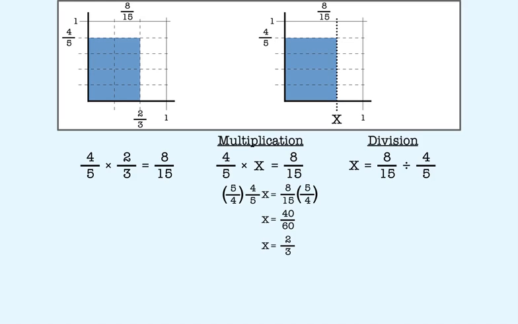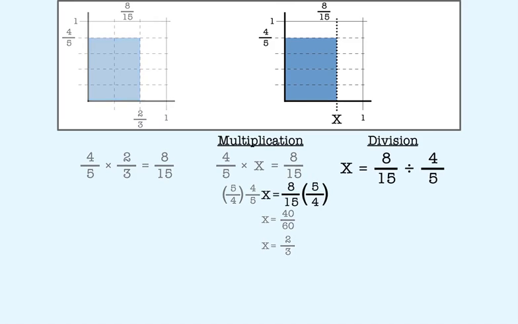It's actually very simple. Let's look at these two statements from the equations. Remember that x represents the same number in both equations. It's the length of this line in the array. The equation on the right says you can find x by dividing 8/15 by 4/5. The equation on the left says you can find x by multiplying 8/15 by the reciprocal of 4/5.